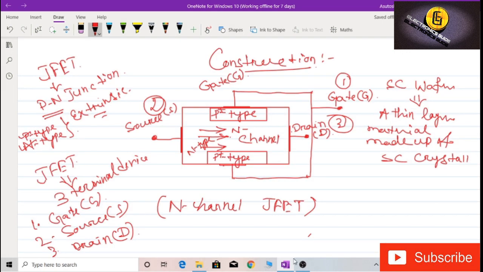We should know one point, that is how the gate regions are grown.